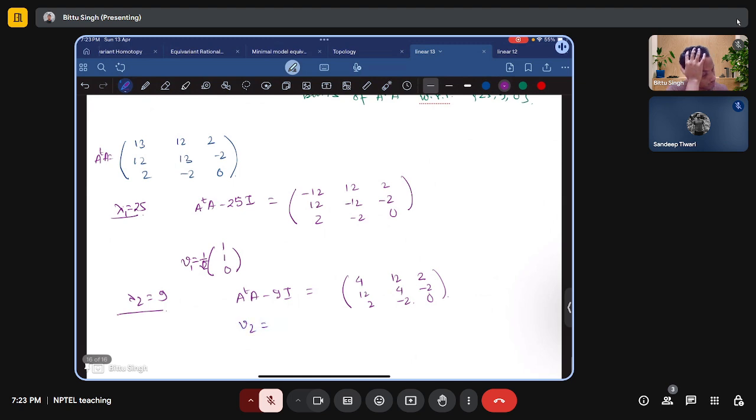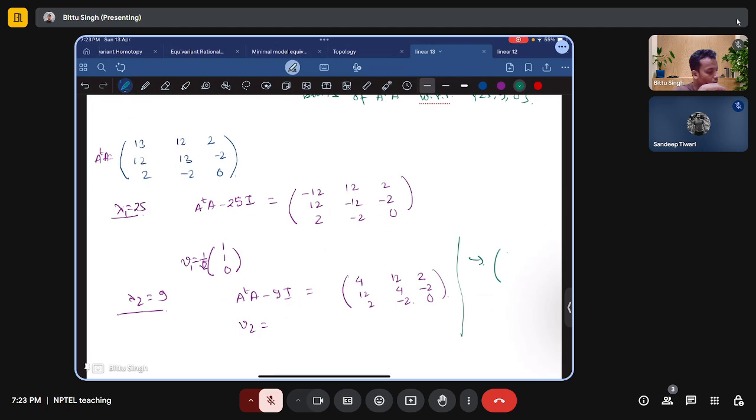We need to solve this thing. So if we do the row reduction, this is rough. If we do the row reduction, this is 4, 12, 2. Then let us start with the last row, it is easy to work with the last one. So 2 minus 2, 0.